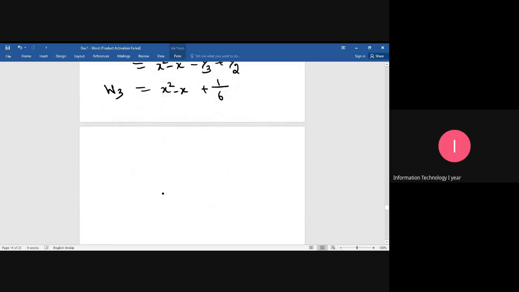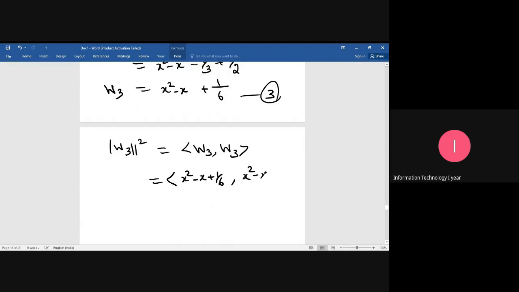Now we can write the orthogonal basis and also the orthonormal basis. But we need the norm W3 square value. So before writing the solution, we just find norm W3 square. Norm W3 square is the inner product of W3 comma W3, from equation 3: x square minus x plus 1 by 6 comma x square minus x plus 1 by 6.